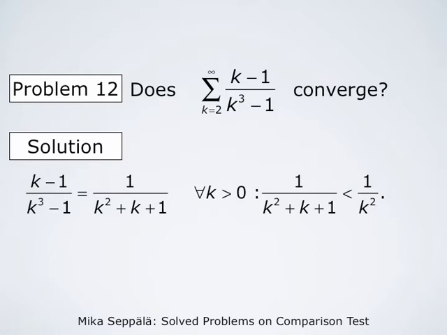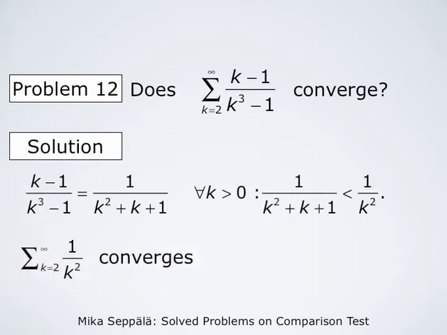is less than 1 divided by k squared. Because if k is positive, then certainly k squared plus k plus 1 is greater than k squared. Therefore 1 divided by (k squared plus k plus 1) is less than 1 divided by k squared. If we make the denominator smaller, the whole expression gets larger.